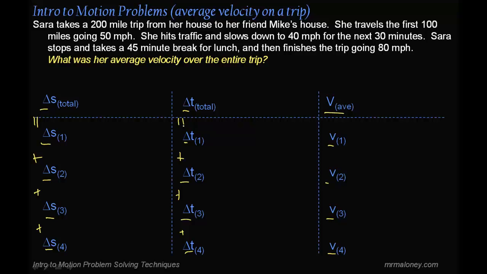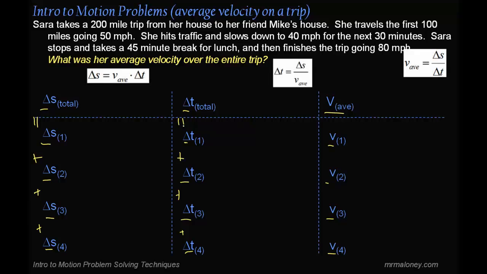But what we can do is use our model for an object that moves at a constant velocity, and the three different equations we have for that, to find as much as we can about this problem, and hopefully when we're done we'll have enough to get her average velocity for the entire trip. So let's start off by just writing down what we know from the problem.